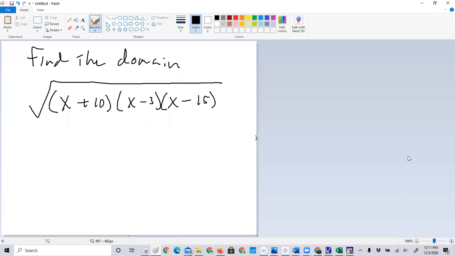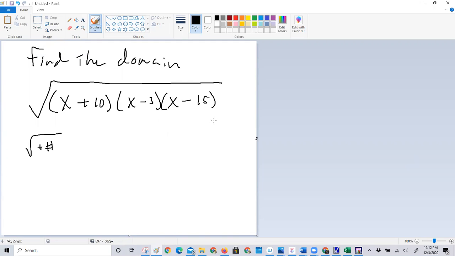Okay, so back in section 3.3, in the what color packet? Was it green? No, the green's a new one. I think it was the salmon color one where we talked about polynomials. There were some exercises that asked you to find the domain of square root functions. What you want to remember about that is I can't take the square root of a negative number. So those pieces are not included in the domain.